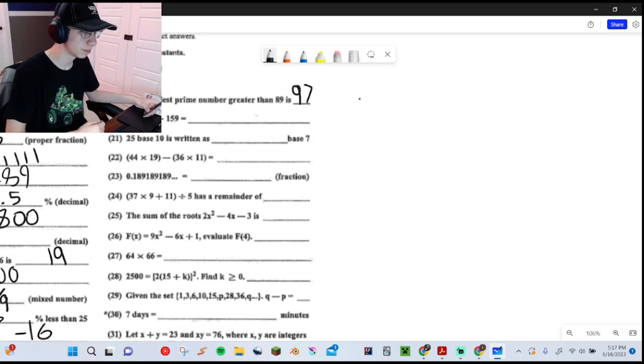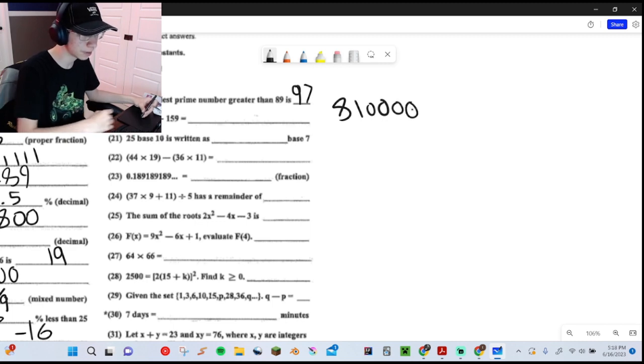Question 20. We have this big number. It's an estimation, so let's round and make it easier on ourselves. So I'll say this number for now. Divide by 160.